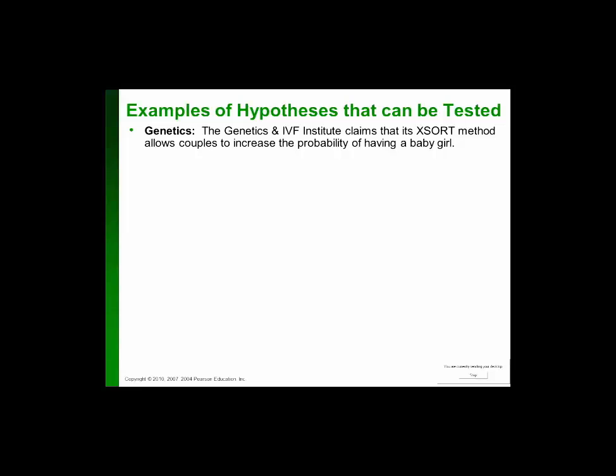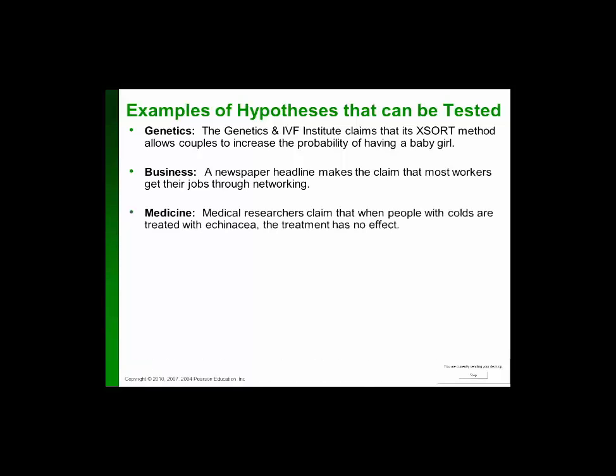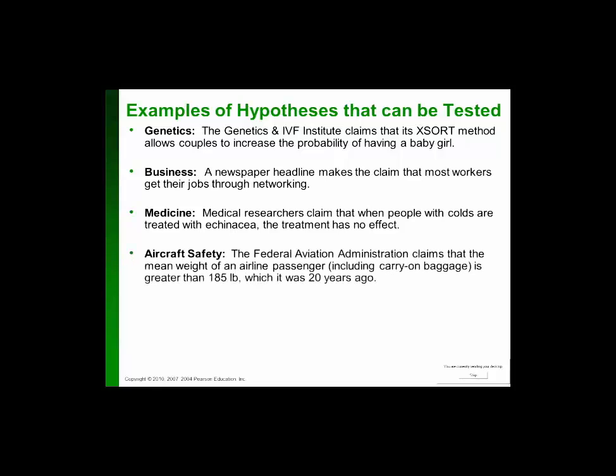A newspaper headline may make a claim that most workers get their jobs through networking. Most would mean what proportion? Anything more than 0.5. So the claim would be that the proportion of people who get their jobs through networking is greater than 0.5. Medical researchers claim that when people with colds are treated with echinacea, the treatment has no effect. The FAA claims that the mean weight of an airline passenger, including carry-on baggage, is greater than the 185 pounds which was used 120 years ago.